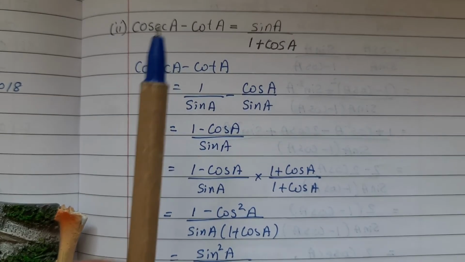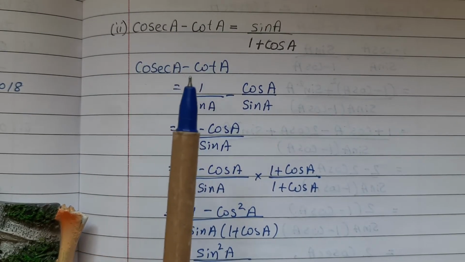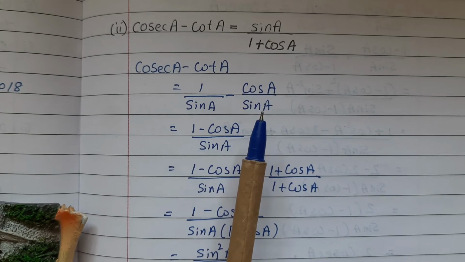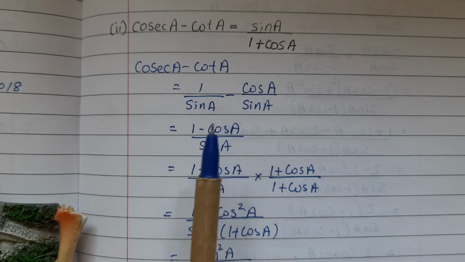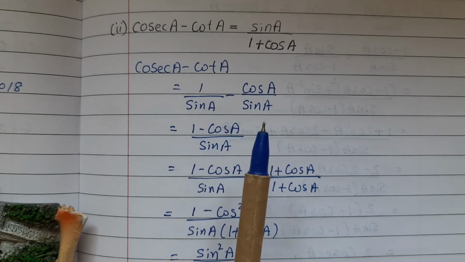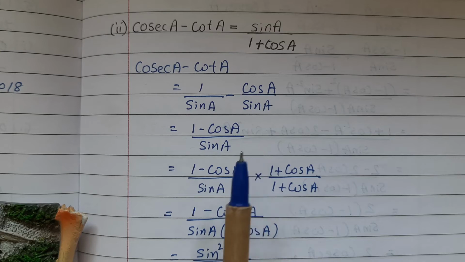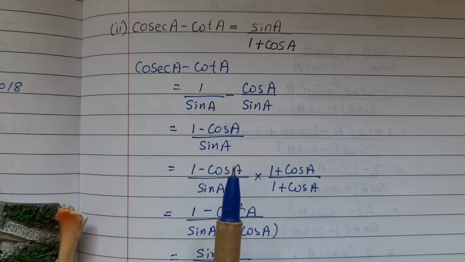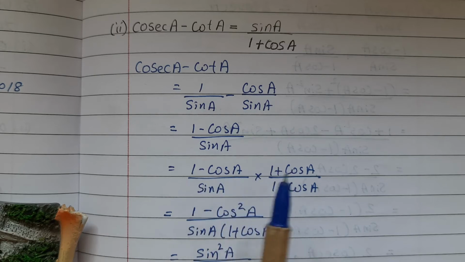Part 2. Cosec A minus cot A. Cosec A is 1 upon sin A. Cot A is cos A upon sin A. Therefore LCM of the denominator is sin A and numerator will be 1 minus cos A. Multiply and divide by 1 plus cos A on both the sides. We get 1 minus cos A upon sin A into 1 plus cos A upon 1 plus cos A. Numerator will be A minus B into A plus B is A square minus B square, 1 minus cos square A. Denominator will be sin A into 1 plus cos A.